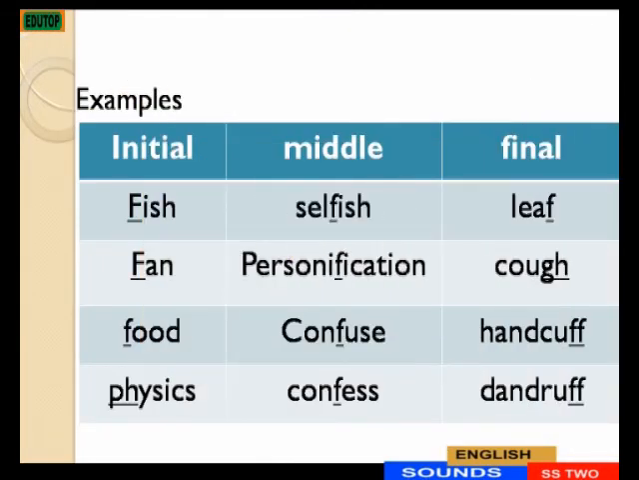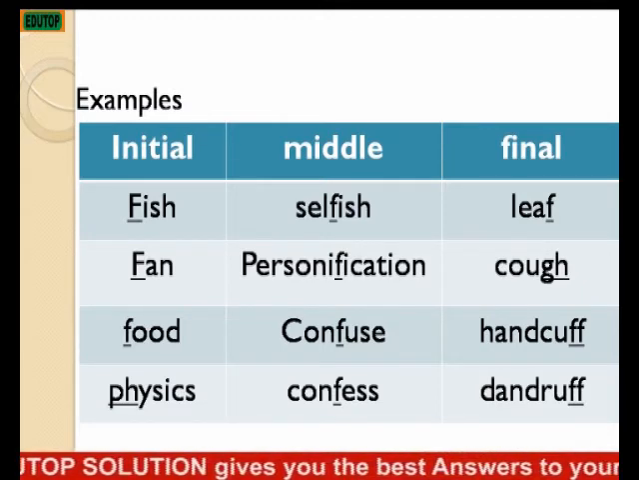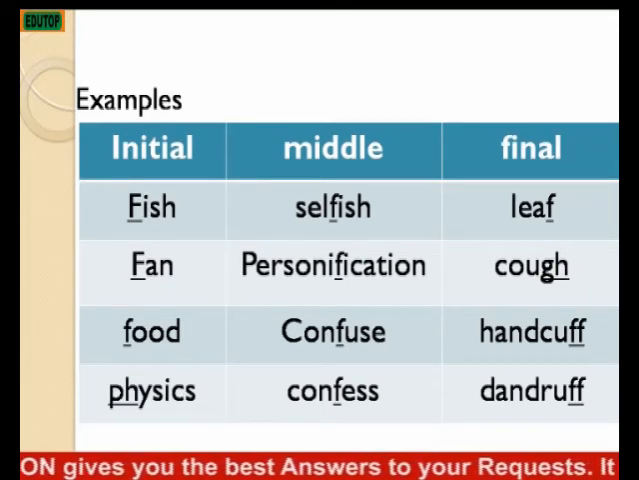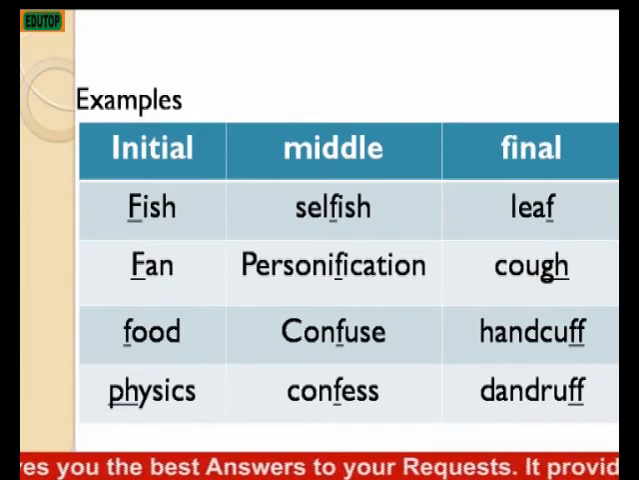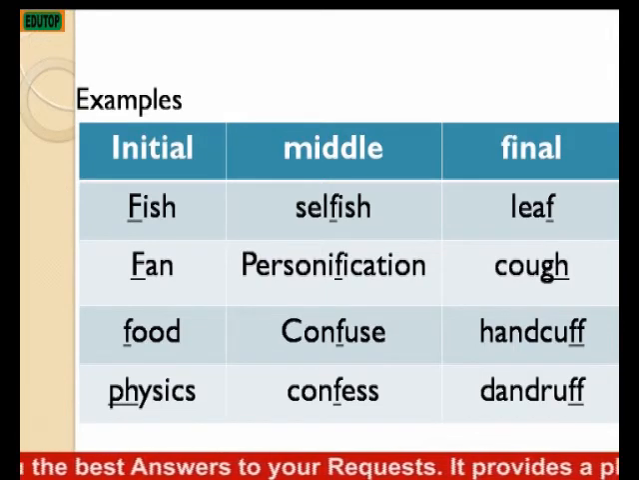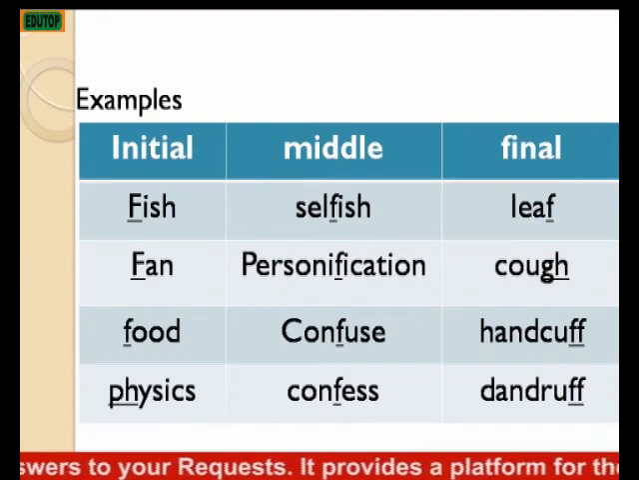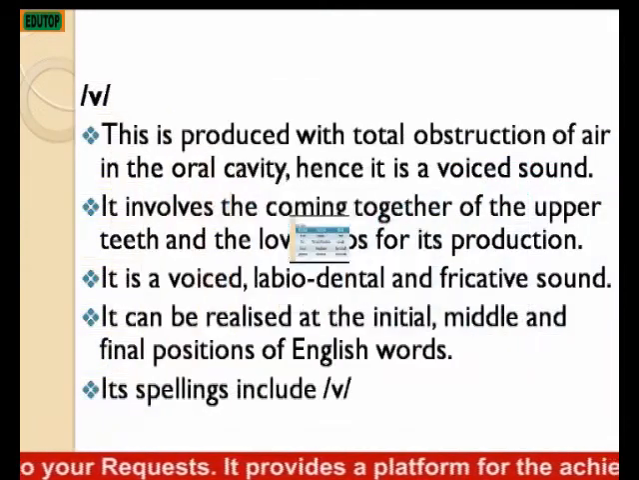Examples of words that have the sound at the initial stage: fish, fan, food, physics. At the middle stage, we have selfish, personification, confuse, confess. At the final position, we have leaf, cough, handcuff, and dandruff.